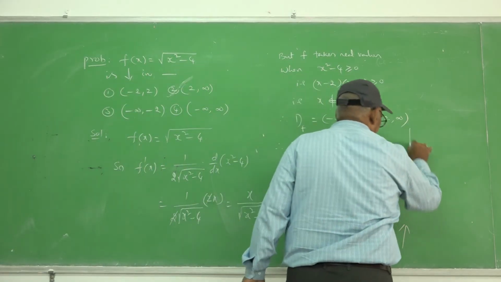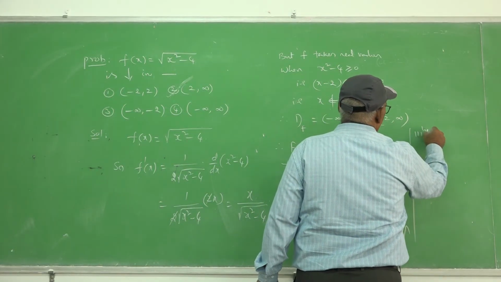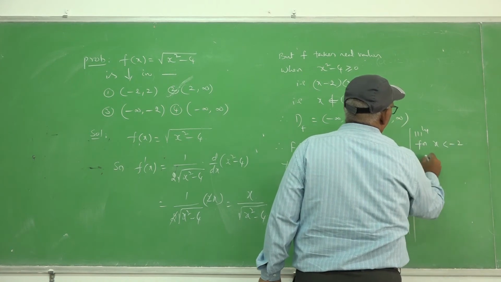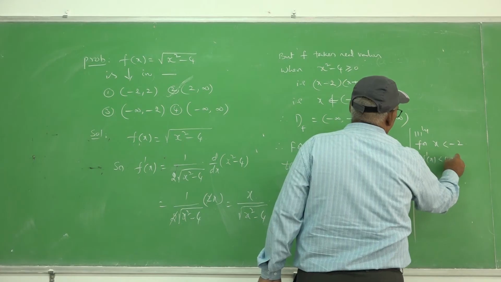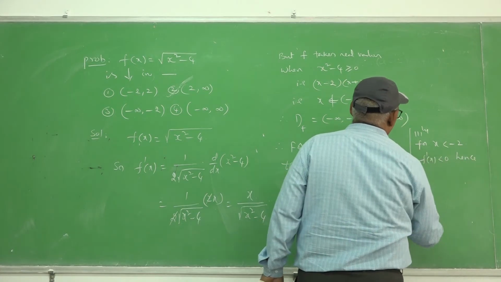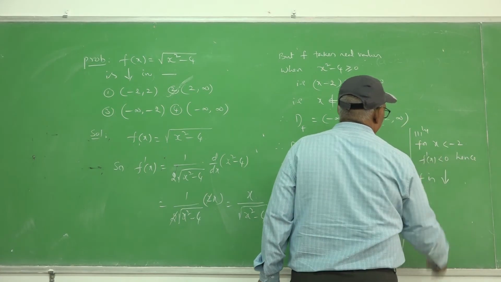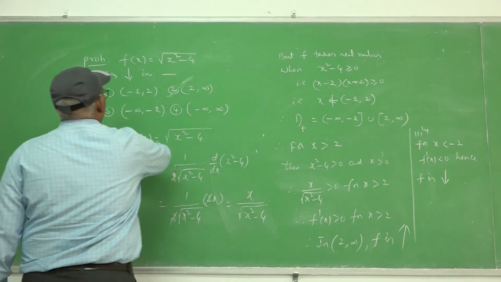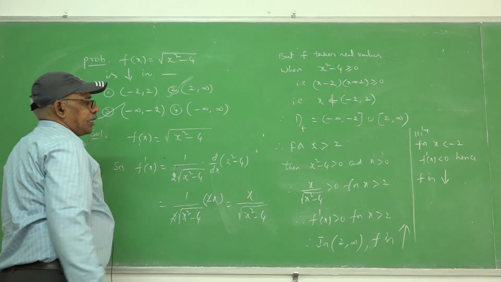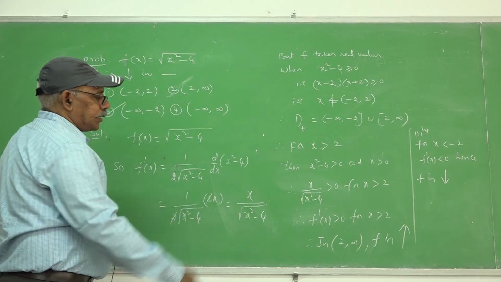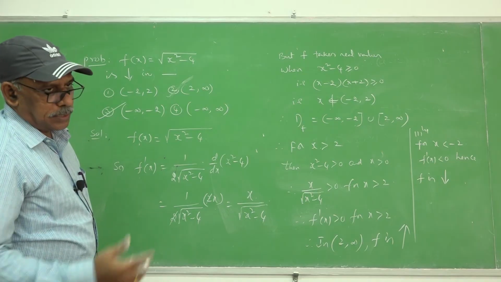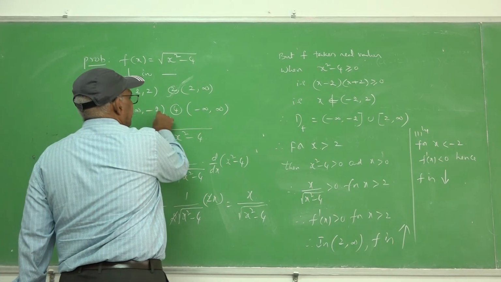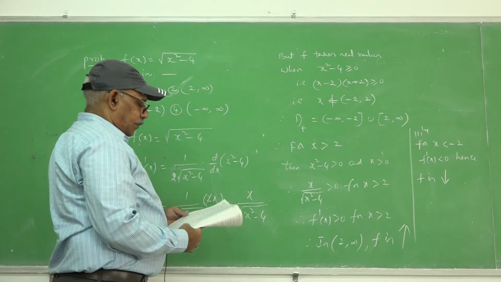Similarly, you can take like this. Similarly, for x less than minus 2, f dash x is negative, hence f is decreasing. So the required answer is actually this one. The required answer is 3, not 2. It is increasing in 2 to infinity, whereas whenever x lies between minus infinity to minus 2, it is decreasing. The function is decreasing.